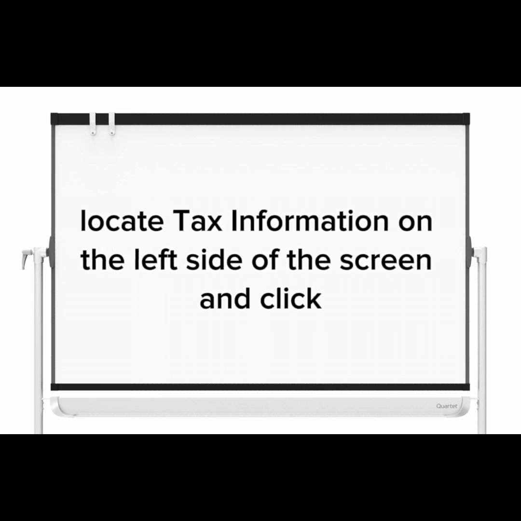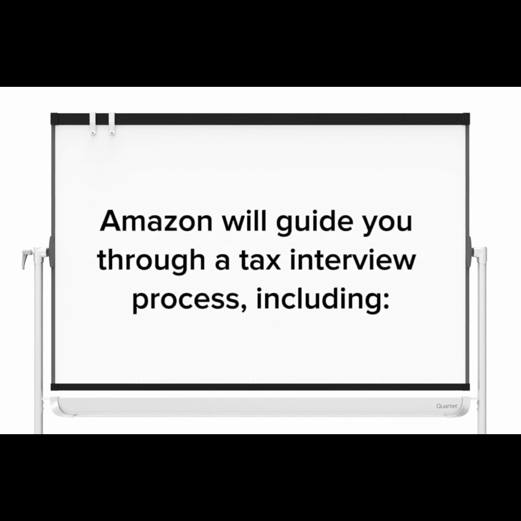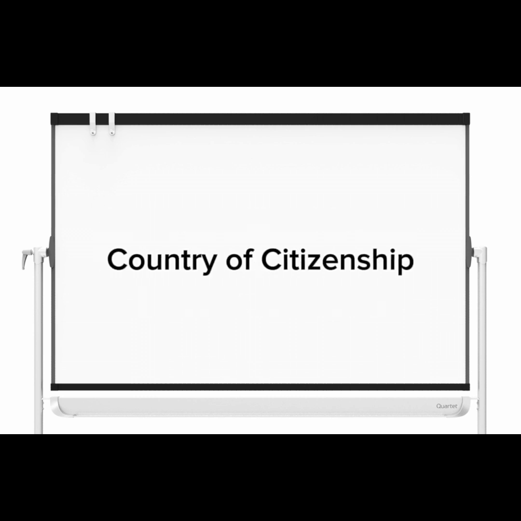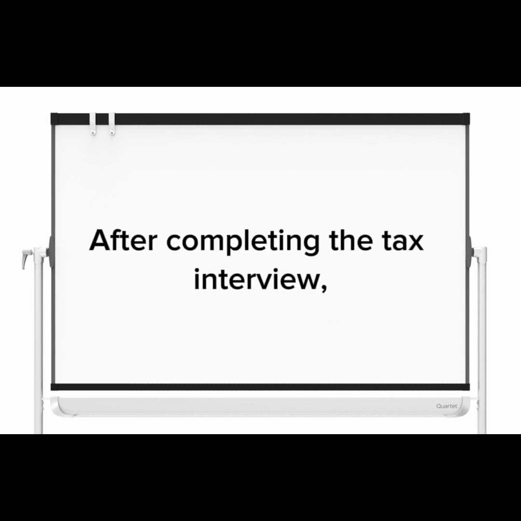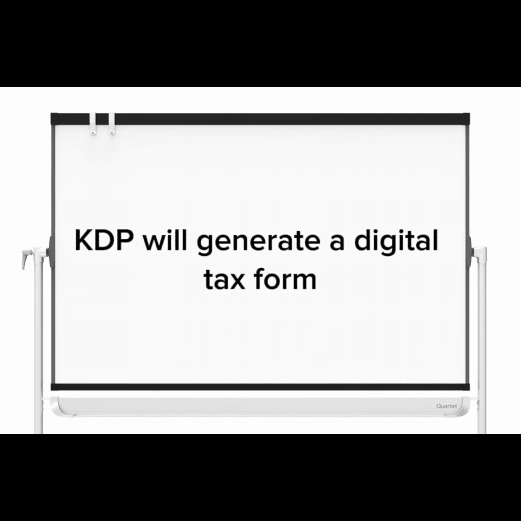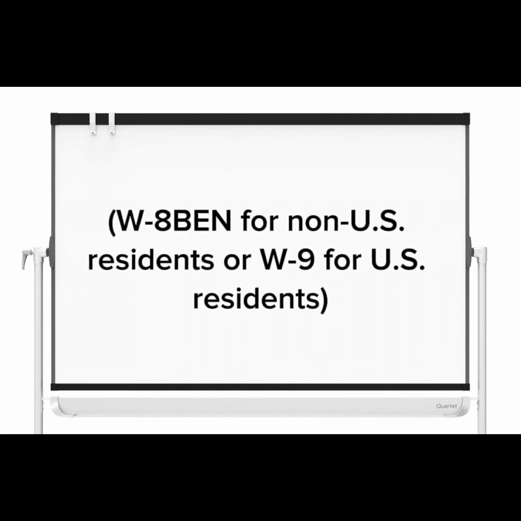2. Submit tax information. Under Account Settings, locate tax information on the left side of the screen and click Complete Tax Information. Amazon will guide you through a tax interview process, including country of citizenship and treaty benefits if applicable. After completing the tax interview, KDP will generate a digital tax form, W-8 for non-U.S. residents or W-9 for U.S. residents, that Amazon keeps on file.